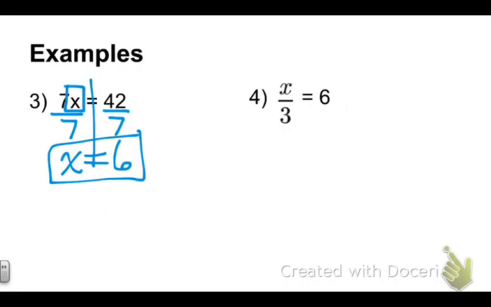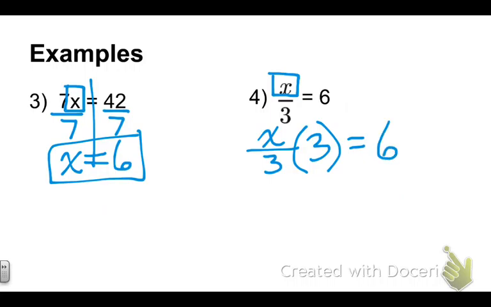Same thing with our last example. Isolate your x. Check out what's happening to it. x is being divided by 3. What's the opposite of dividing by 3? The opposite of dividing by 3 is multiplying by 3. So I'm just going to rewrite it. So I've got x is being divided by 3. I need to multiply by 3. Whatever I do to one side, I need to do to the other side. Keep your equation balanced.